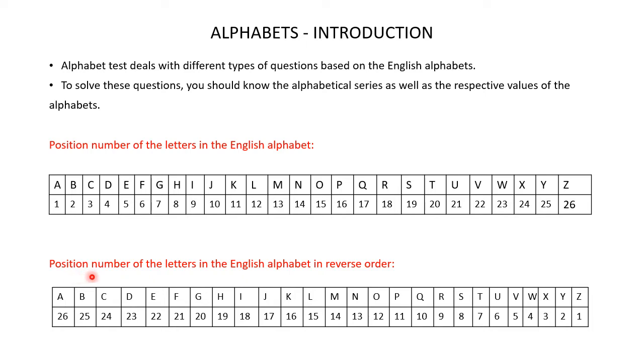You should also know the position number of the letters in the English alphabet in reverse order. Look at this table. This table shows the position number of letters in the English alphabet in reverse order, that is from Z to A, where Z is equal to 1 and A is equal to 26. Memorize this table and be perfect with the position number of the letters in reverse order. Memorize these two tables and be perfect with the position values of the letters in the alphabet as well as the position number of letters in reverse order, as you will use this concept in solving many questions in alphabet test.